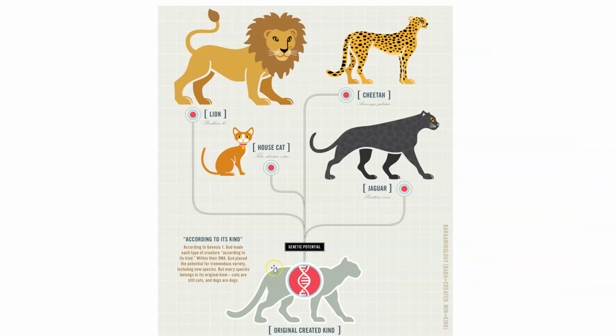So this is also from Answers in Genesis. And you can see here, created kinds. So we don't believe that God created every single species. That's not what Genesis says. Genesis says God created kinds. So perhaps you had an ancient cat kind. Some of y'all have cats.